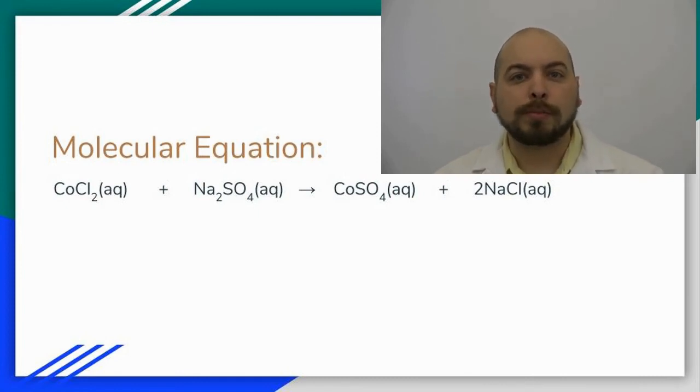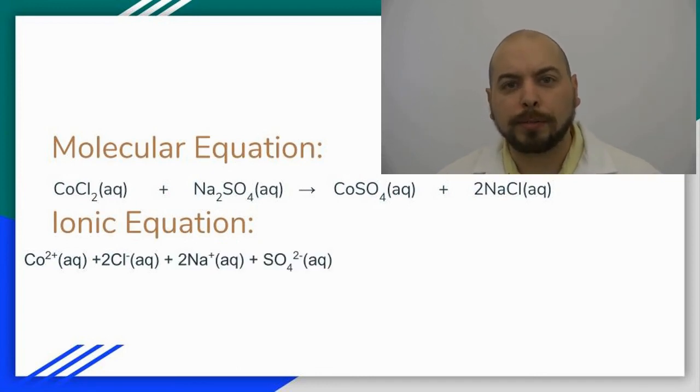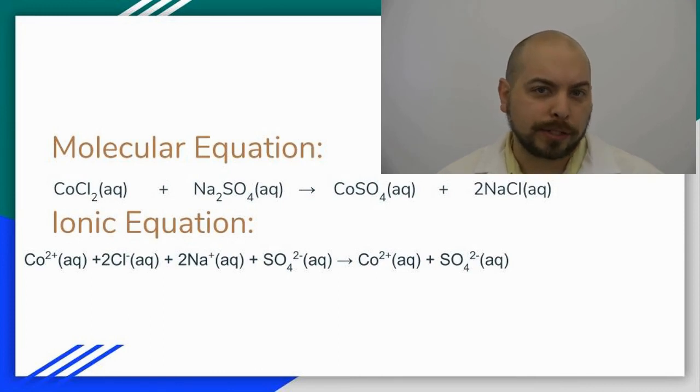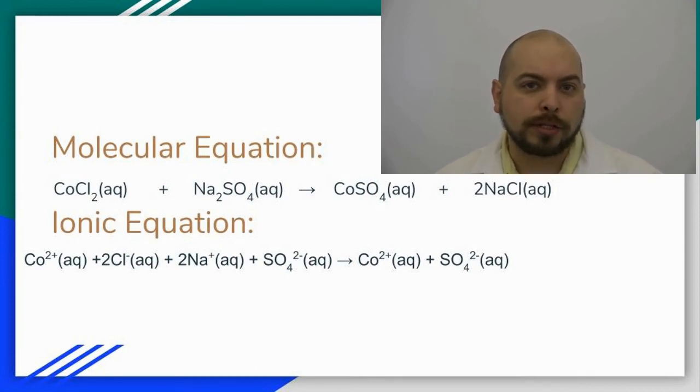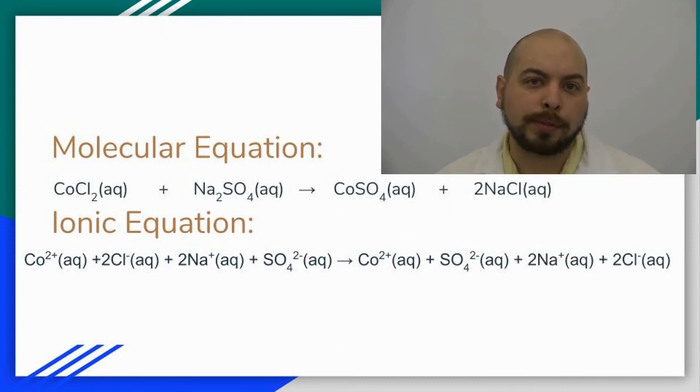Once we do that, we separate based off of relative solubilities. So cobalt 2 chloride is fully soluble, so it dissociates into Co2 plus and 2 Cl minus ions. Sodium sulfate, also fully soluble. It dissociates into 2 sodium ions and 1 sulfate ion. The cobalt 2 sulfate is fully soluble as well. Therefore, it dissociates into Co2 plus and sulfate 2 minus ions. And therefore, we have sodium chloride, also fully soluble, Na plus and Cl minus. Be careful. Remember, the coefficient comes down. So you have 2 sodium ions and 2 chloride ions.